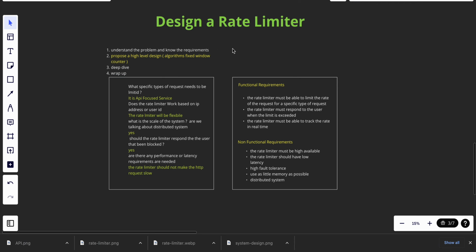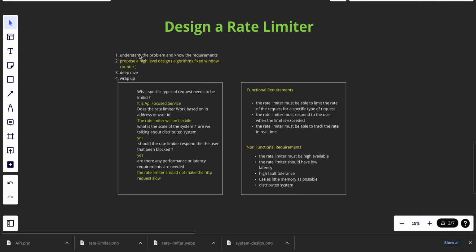Basically, we are building a design rate limiter, and we said that in system design, each question could be quite vague, like design a rate limiter, design Instagram, design Facebook. The interviewer will not give us any specific details about what he wants to see designed. Our job as an interviewee is to make sure that we get clarifications to understand the problem and know the requirements. After that, we propose a high level design, then we deep dive into designing the actual system, and after that we make a wrap up.